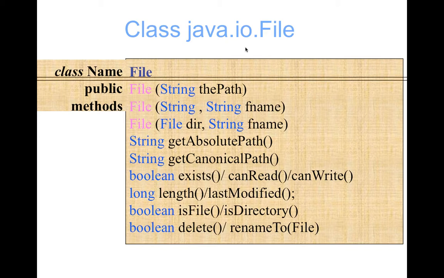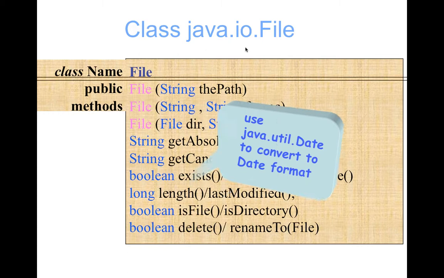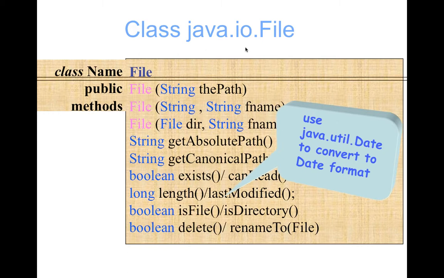Okay, and you can get the absolute path, canonical path, like a fully qualified path and all that stuff, or just the directory where it is in, and whether it is read only, or when it was last modified, and if you want to delete it. All these are handled in the file class. Okay, so use java.util.Date to convert into the desired date format that you want.